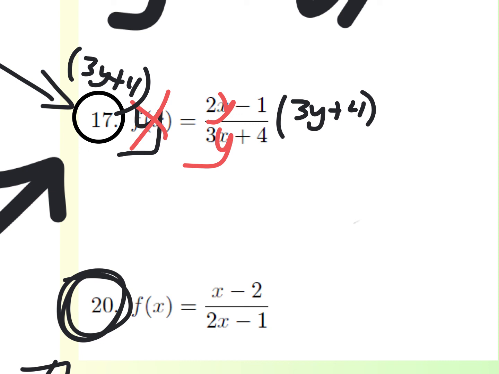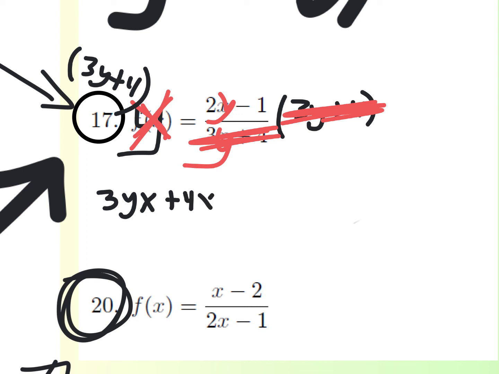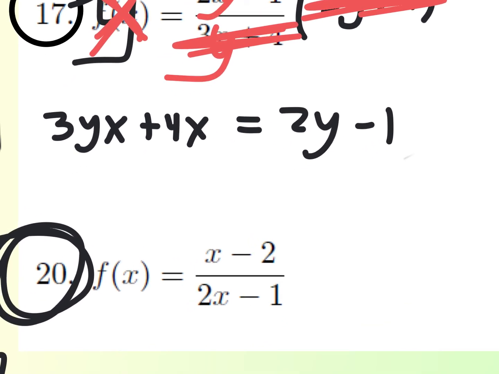And this is an x. Don't forget the big red x there. Okay. And then this cancels this. And now, x times 3y is 3yx. X times the 4 is 4x equals 2y minus 1. And again, this is the one where people are like, how on earth are you supposed to solve for y? There's y's on both sides. Well, you get the y's all onto one side, and then you'll be able to factor it.